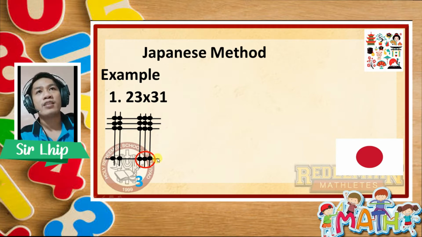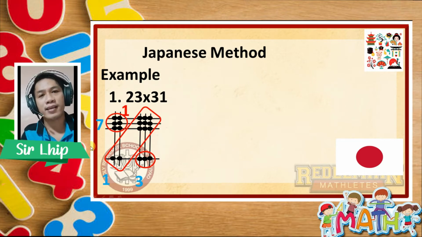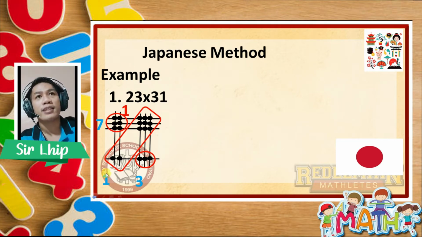And combine the small circle on the upper right and the lower left side, which is 11, and carry 1. Lastly, the circle on the upper left, 6 plus 1 equals 7. Thus, the product of 23 times 31 equals 713.